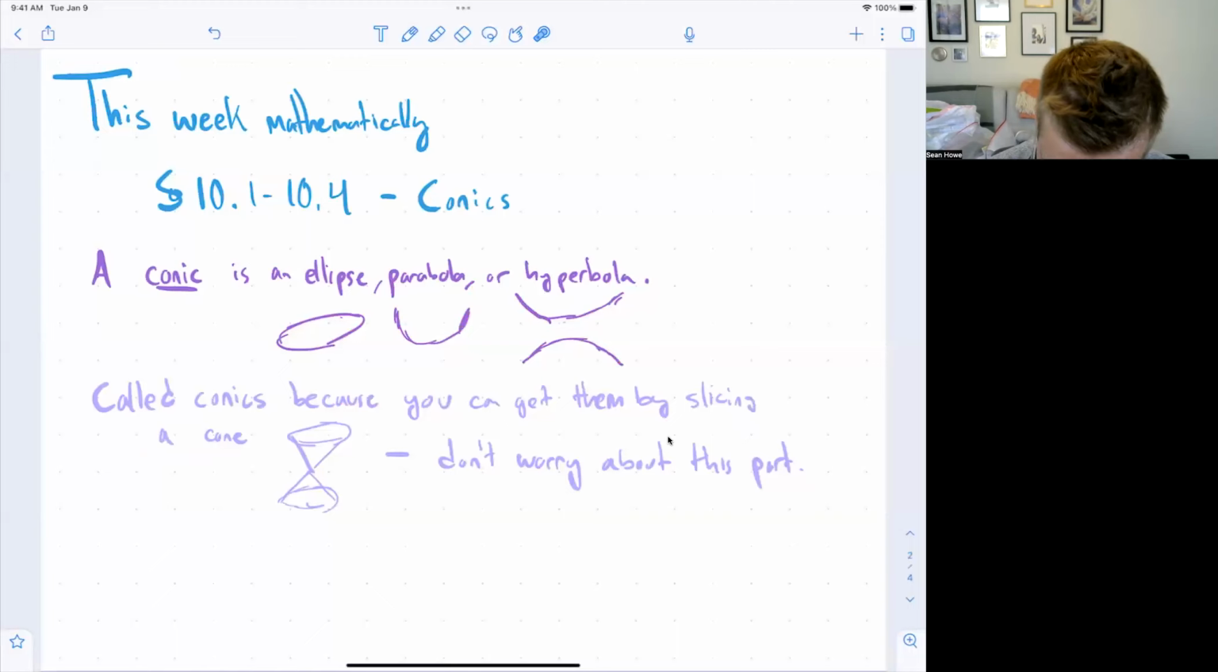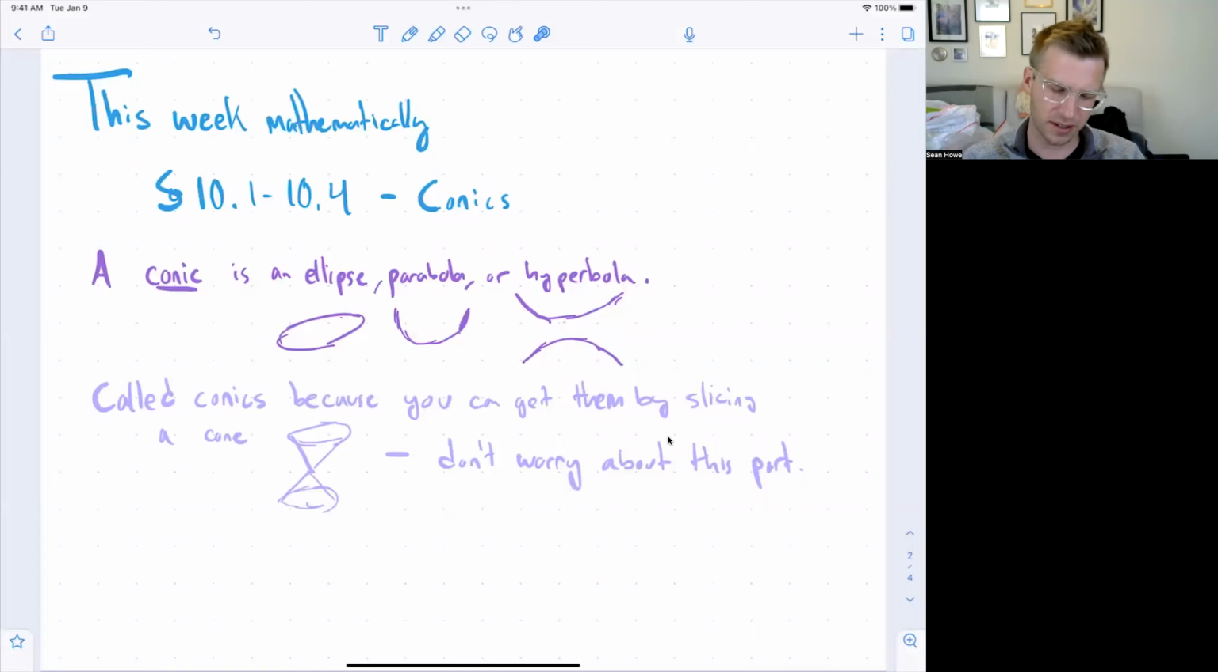So here's a picture of a cone in 3-dimensional space. You do a cone up and then a cone down together. For example, if I want to get an ellipse, I could slice it across up here, and that would give me an ellipse. If I wanted to get a hyperbola, I could slice it across like this. That would give me a hyperbola. Well, maybe I'll stop describing them there, but conics are things you get by slicing a cone. That doesn't matter, so don't worry about this part.